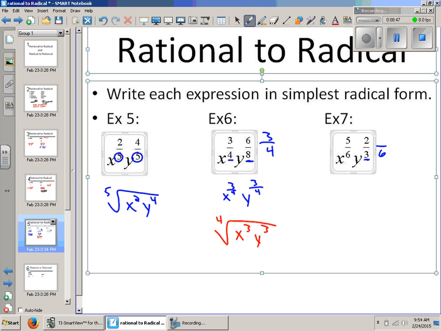If I multiply the denominator times 2, I have to multiply the numerator times 2. So here we have x to the 5/6, y to the 4/6. Now I have the denominators the same, so I'll have the same index. So x to the 5th, y to the 4th. And go check that.